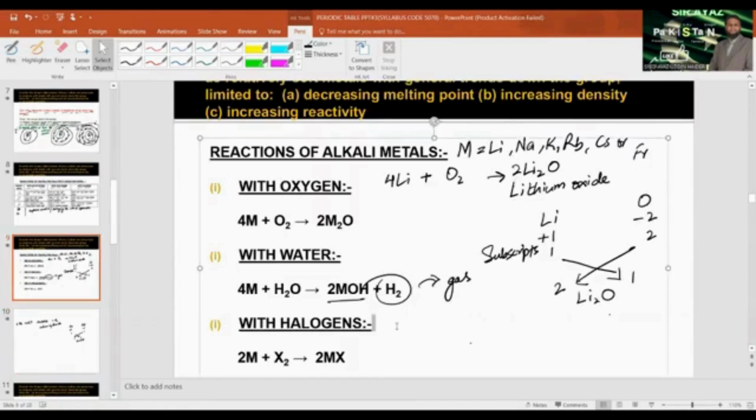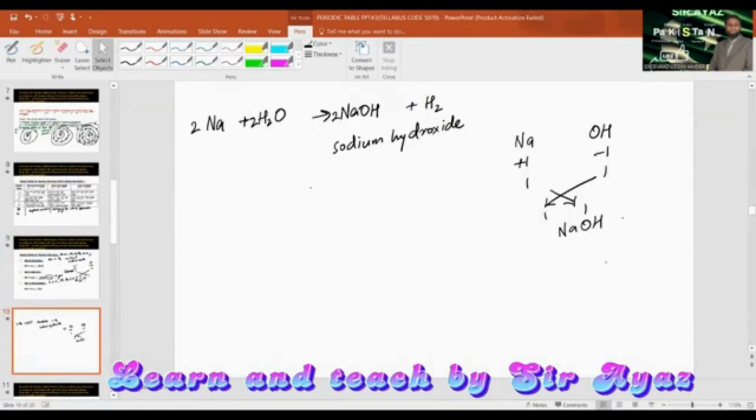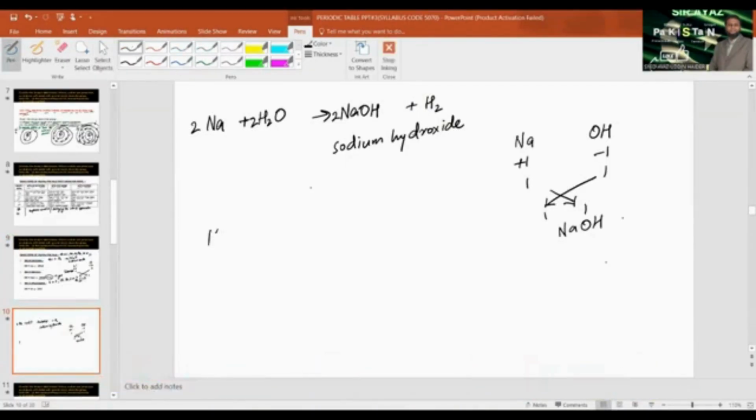The last reaction is with halogen. What is X? X can be any of these halogens. Halogens are group 7 elements: fluorine, chlorine, bromine, iodine, or astatine. Now if you react potassium with chlorine, what will you get? K plus Cl. You can't write Cl. Halogens, they all exist in diatomic state. So you have to write Cl2, not Cl only.